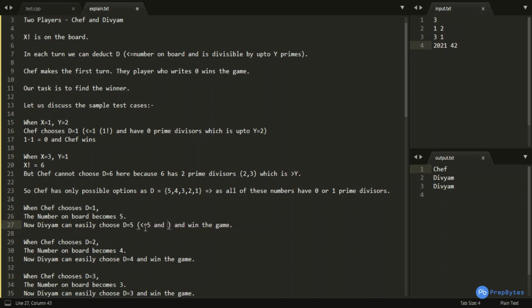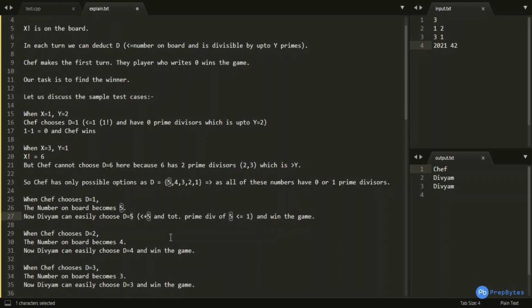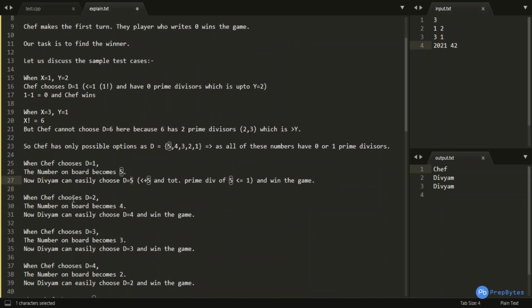And the total number of prime divisors of 5 is less than or equal to my y, which is 1 over here. So yeah, Divyam can easily choose 5 and win the game. So if my chef chooses d equal to 1, then Divyam wins the game. If my chef chooses d equal to 2, the number on the board would become 4. And now Divyam can easily choose d equal to 4 and win the game.